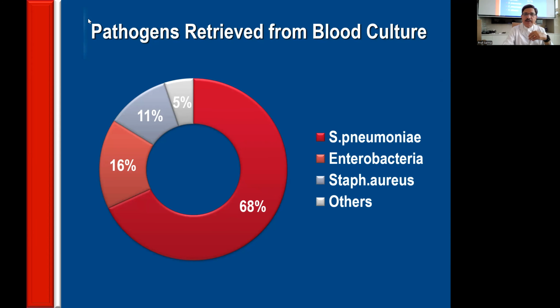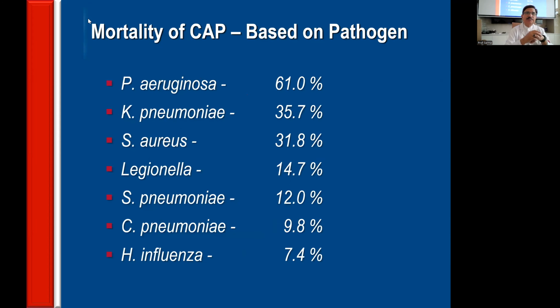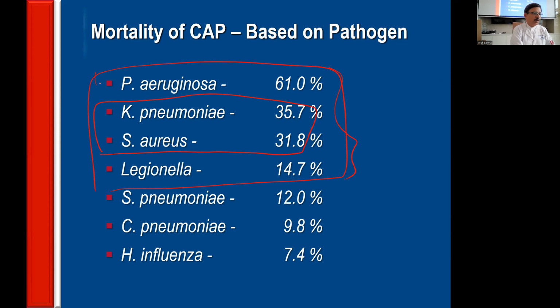Mortality of CAP based on the pathogen. Which pathogen is more likely to kill the patient? With P. aeruginosa, mortality is high. Klebsiella pneumoniae, higher. S. aureus, 31. Legionella, 14. S. pneumoniae, comparatively lower, and this is the commonest. And C. pneumoniae, 9.8%. H. influenzae, 7. What this means is that patients who have grown these three are at a greater risk, particularly S. aureus and then K. pneumoniae and P. aeruginosa. The first three have a greater risk.